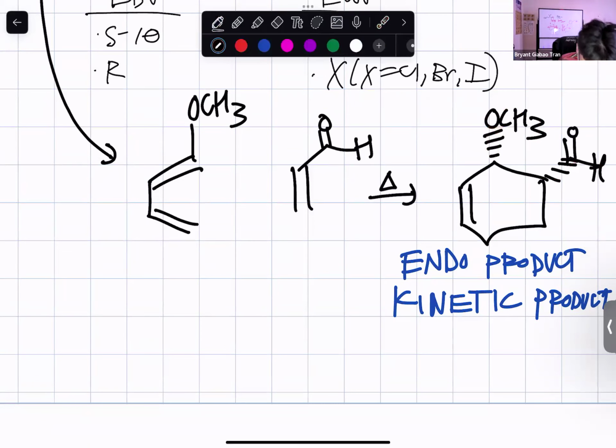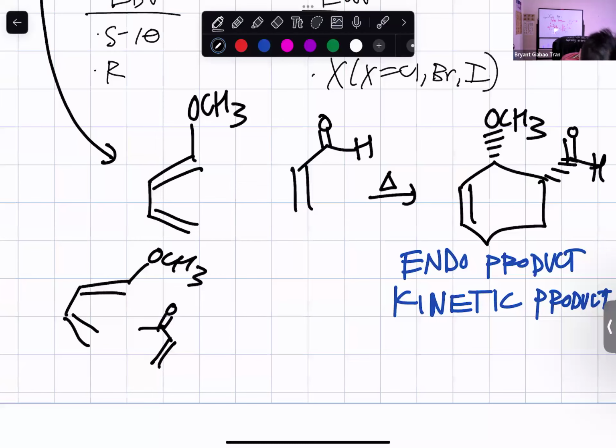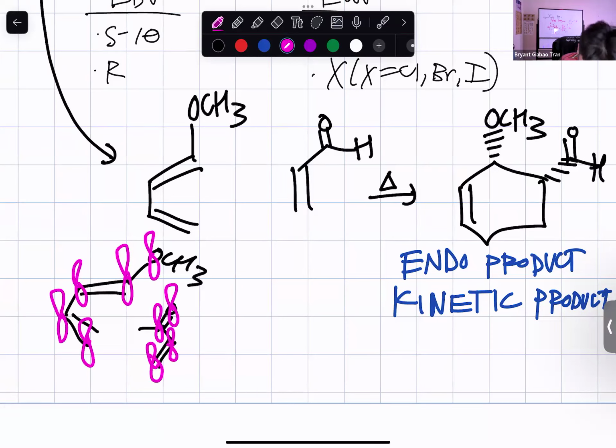But that's not the case, because if we look at the intermediate here, where I draw the diene hovering over the dienophile, and then I draw the p orbitals of the diene and the p orbitals of the dienophile, we want those p orbitals to overlap with each other. Think of it like the kinetic product in the conjugated diene reactions, like halogenation. The kinetic product comes from the more stable intermediate, right?